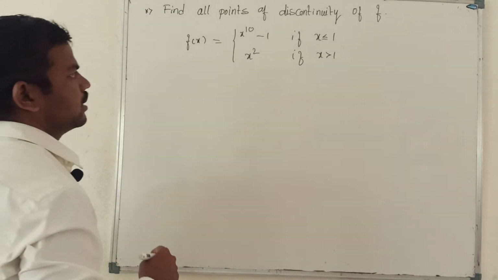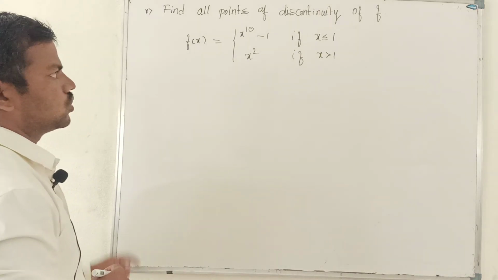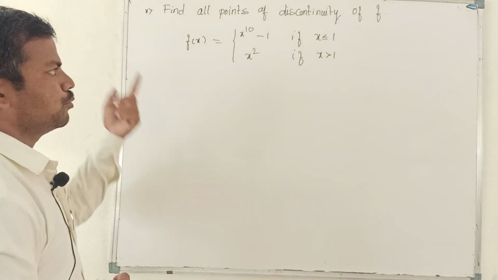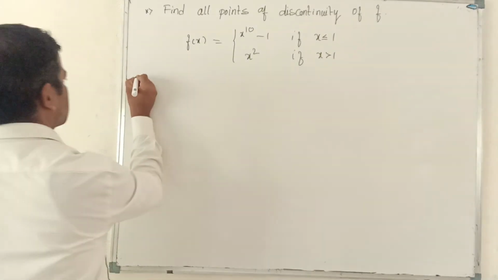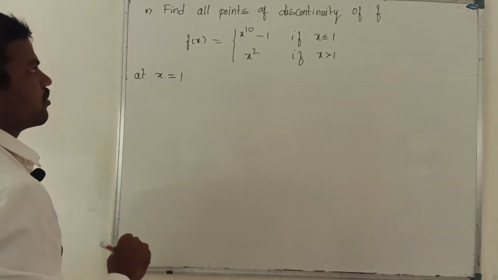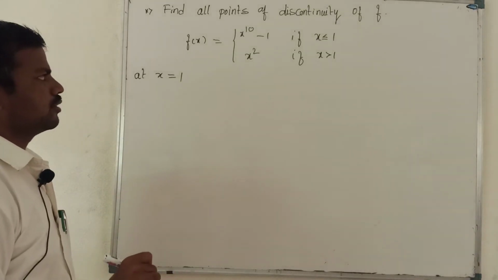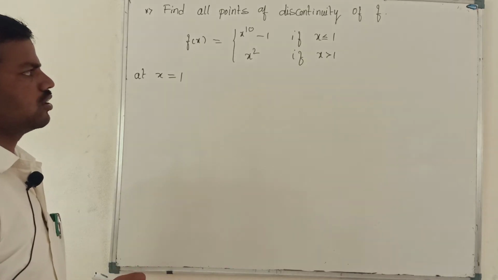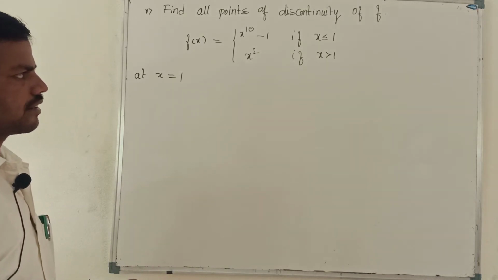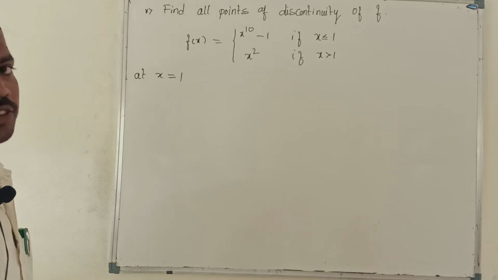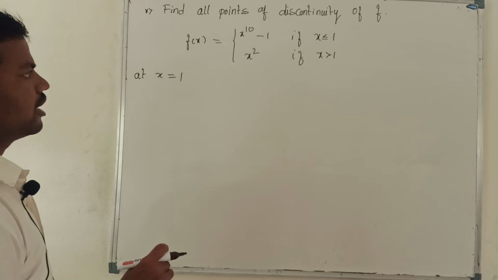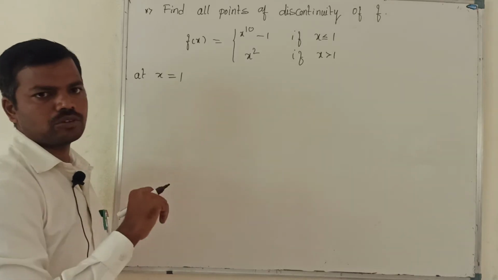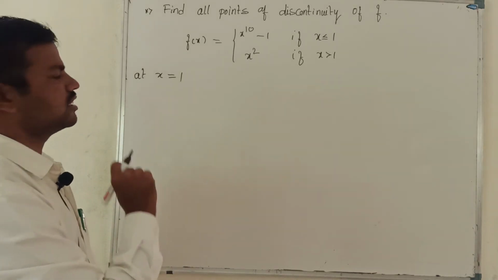So for this, first we will discuss at x equal to 1. Later we move to x less than 1 and x greater than 1. So f of x is given as x raised to 10 minus 1 if x is less than or equal to 1, and x square if x is greater than 1. For this function we have to discuss whether it is continuous or not. If we find any point of discontinuity, we have to write at which point it is discontinuous.